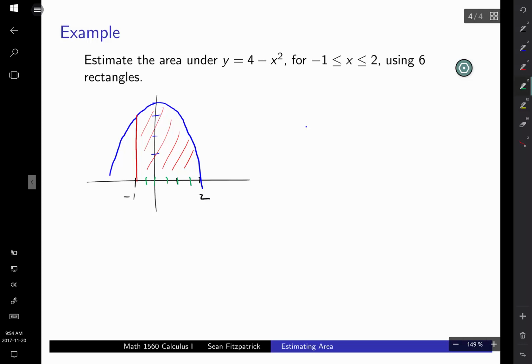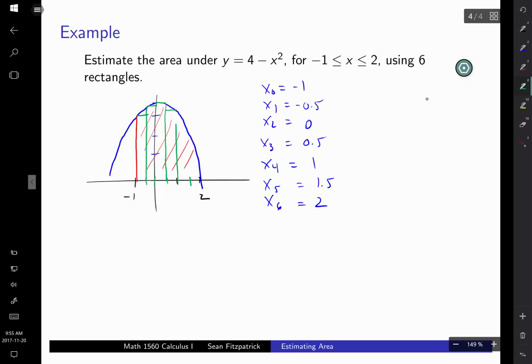So we're going to take, for our points, x0 is minus 1, x1 is minus 0.5, x2 is 0, x3 is 0.5, x4 is 1, x5 is 1.5, and then finally we end at 2. Okay, so that gives me these rectangles. Well, I need heights. How do we want to calculate heights? Let's use the left endpoints to calculate our heights. Then we get rectangles that look like this.